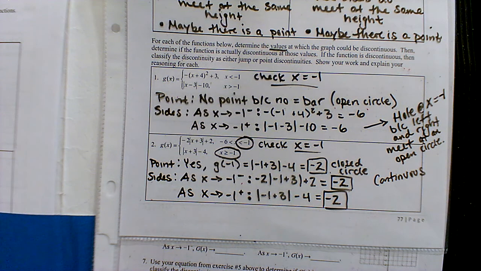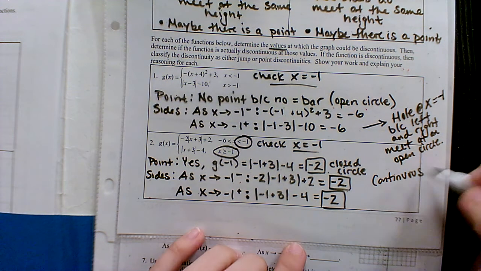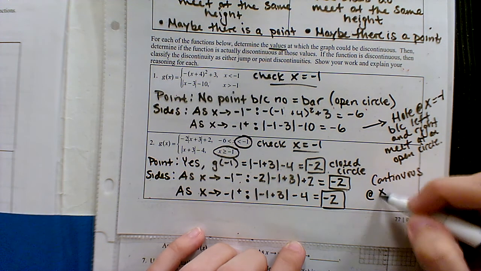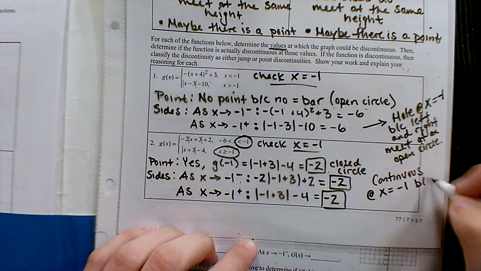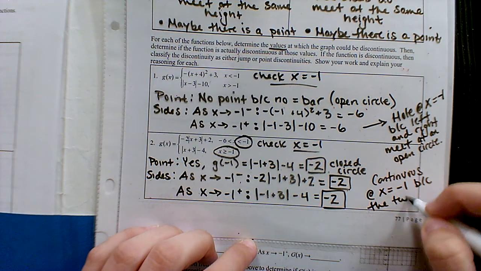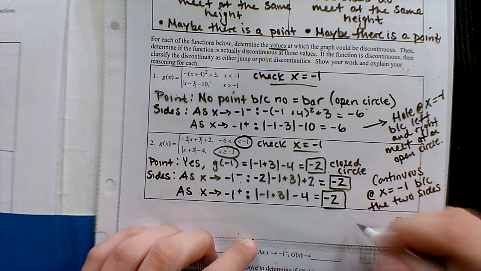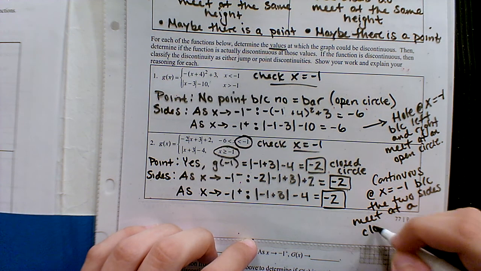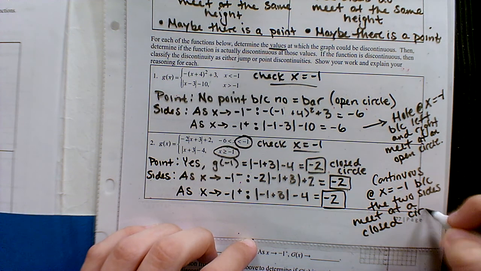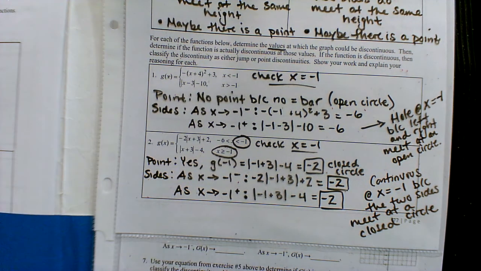Okay, all the values are the same, meaning you're going to be able to draw the graph without lifting up your pencil. So we can say we're continuous at the x value of -1, because the two sides meet at a closed circle.